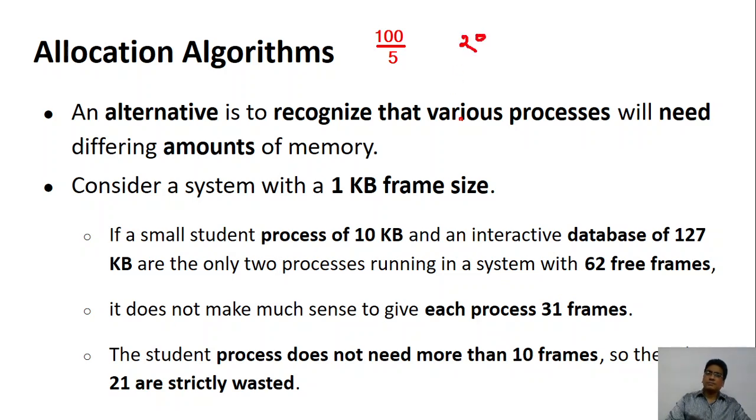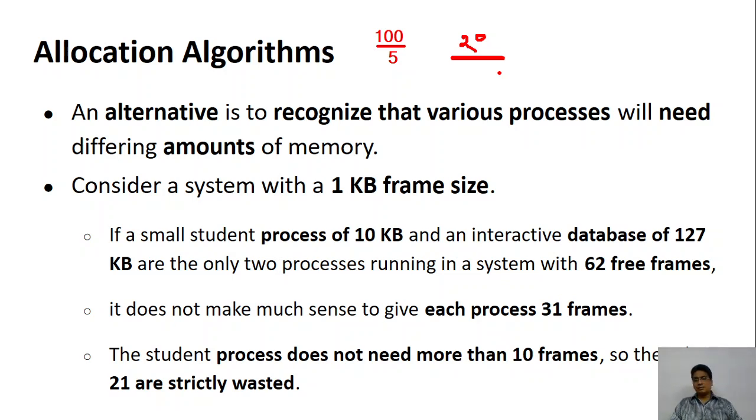But the problem is, some of them may actually not require 20 frames at all. Their entire program itself may be within 10 frames. So the other 10 is waste. So it is like being over generous. You gave more than what is required. So you went for equality. Equality means you are not considering whether they really require it or not. You simply give them the frames.